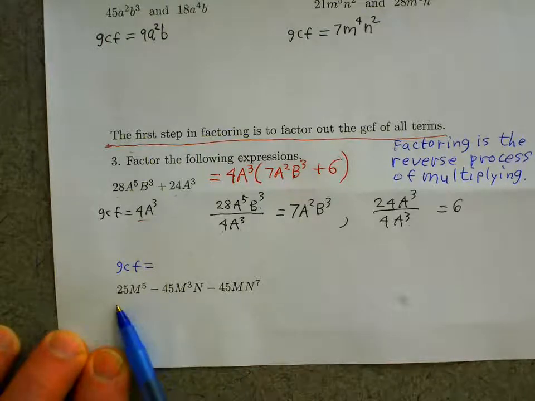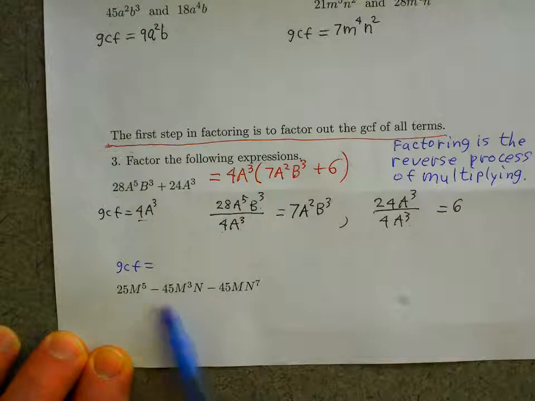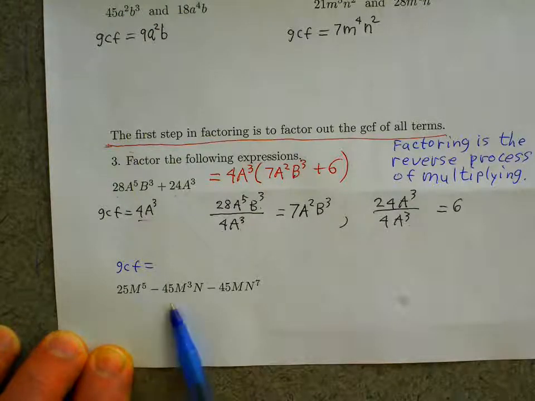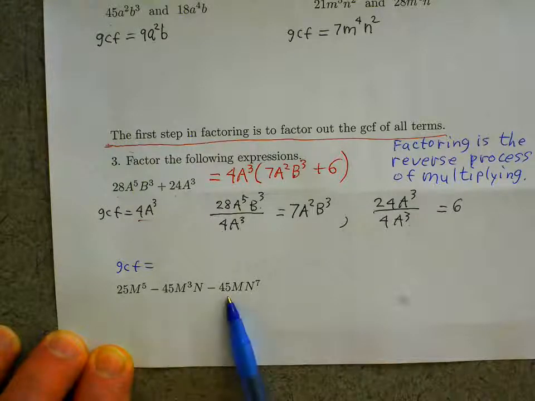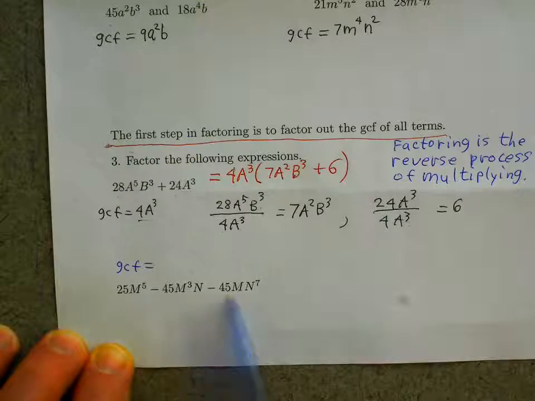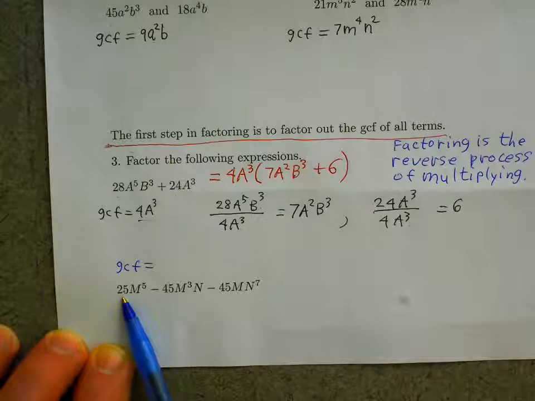So first we compare the numerical coefficients, the numerical factors. 25, 45, and 45. Well, 5 is a factor of 25, and it's also a factor of 45. And 5 is the greatest common factor of 25 and 45.